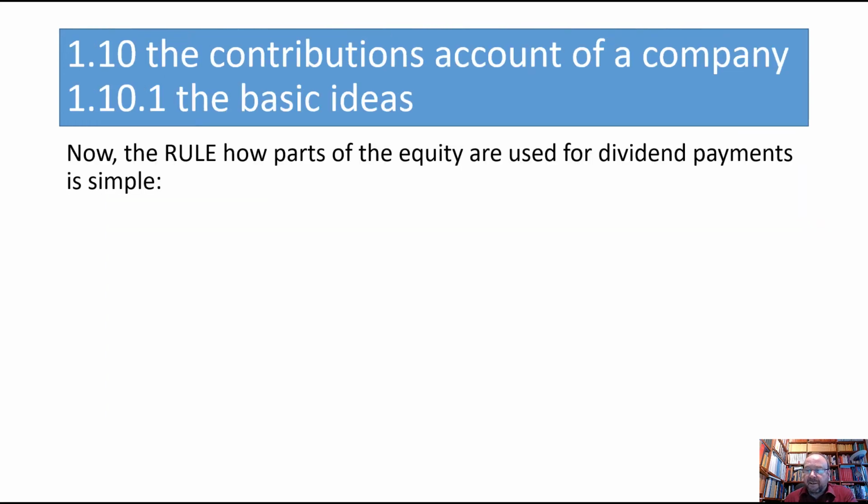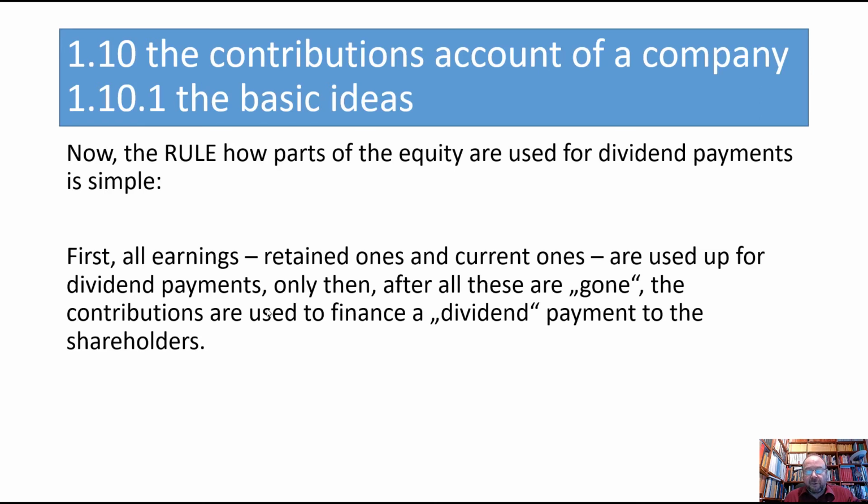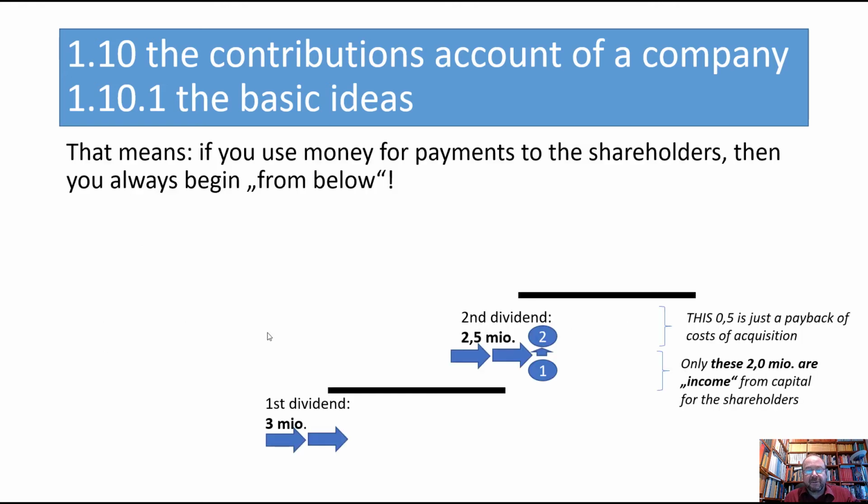So now the rule how the equity is used for dividend payments is a very simple one. First, all earnings are used up for dividend payments because one regards it as natural that earnings are distributed. Only when all the earnings are used up, then contributions can be used to finance a dividend payment to the shareholders. So that means you always begin spending the money from below.